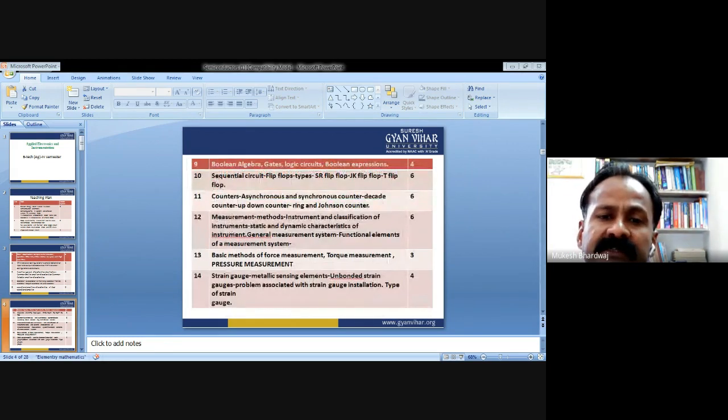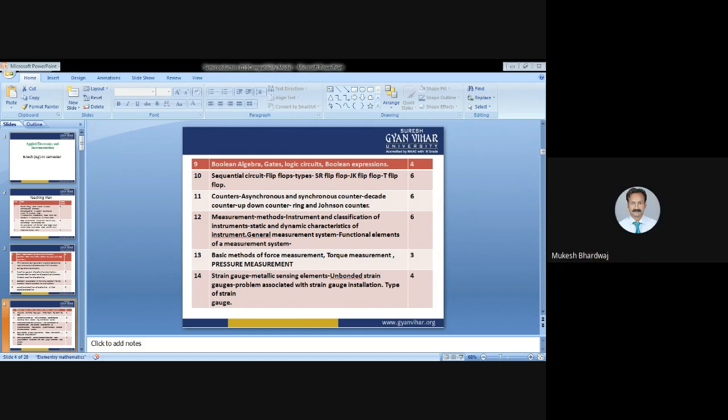The ninth topic is Boolean algebra, gates, logic circuits, and Boolean expressions. Boolean algebra is related to digital electronics, because for understanding the op-amp you must have knowledge of digital electronics and what the gates are. Logic circuits are produced through the gates. We can form various combinations through the gates and get the output.